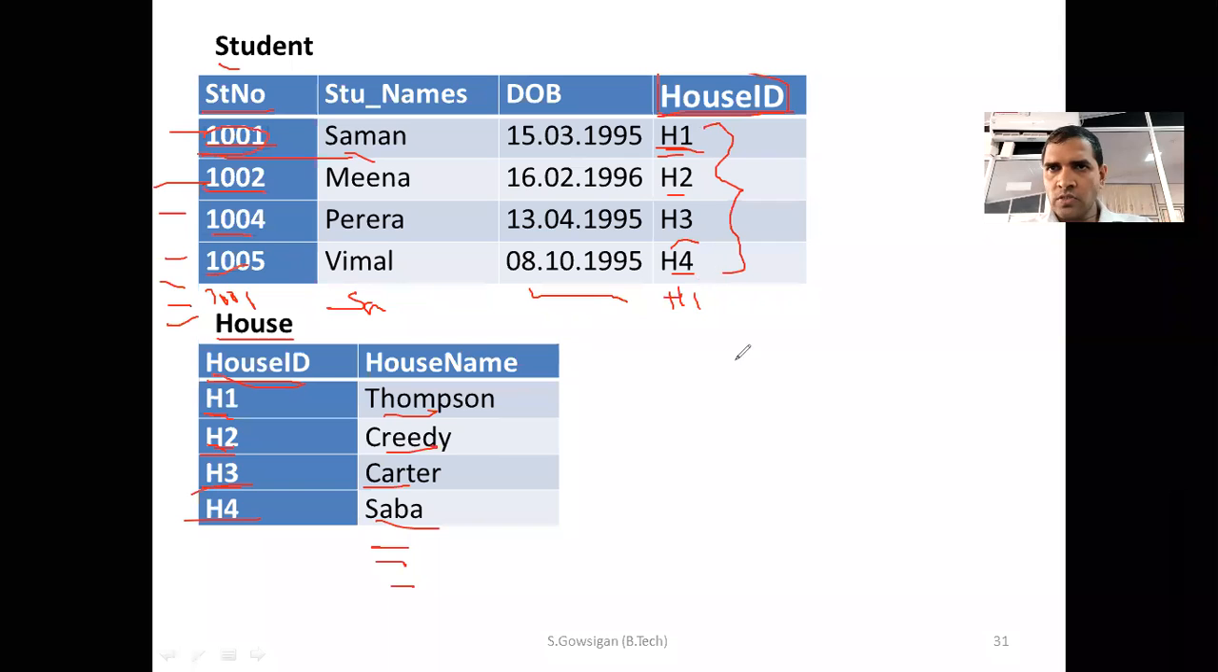No, what I'm trying to say is there may be so many students. Even the next student, assume there is a student whose number is 1006, his name is Sam or something, Sam.